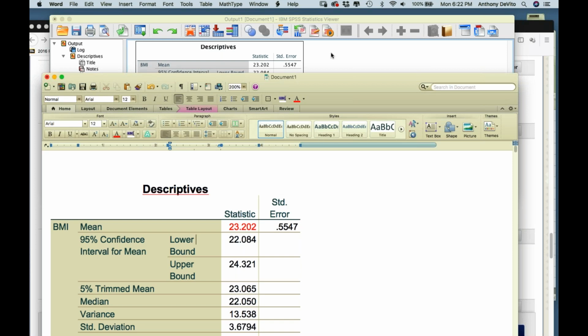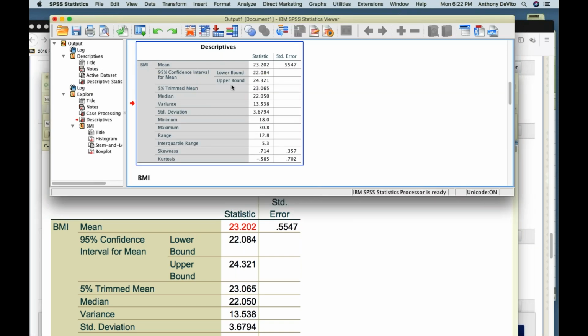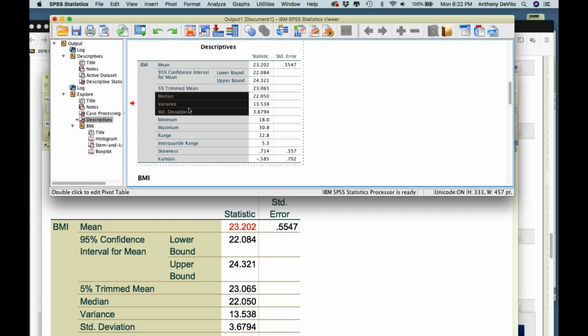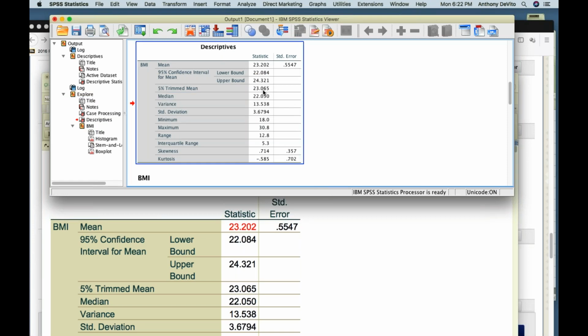Or if you do want it as a picture, but you want to edit it to some degree, you can double click on it here, edit it here. Like if you don't need certain parts of it, remove those rows, for instance, and then copy and paste it in as a picture that you can move around the document much more easily. So just play around with that.